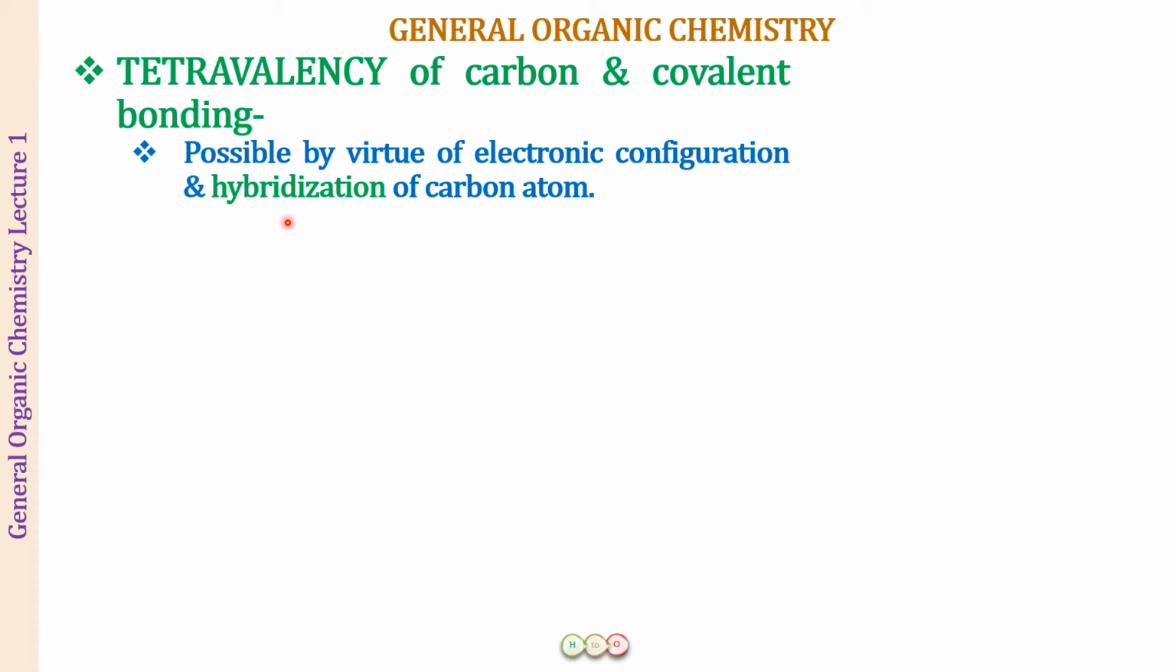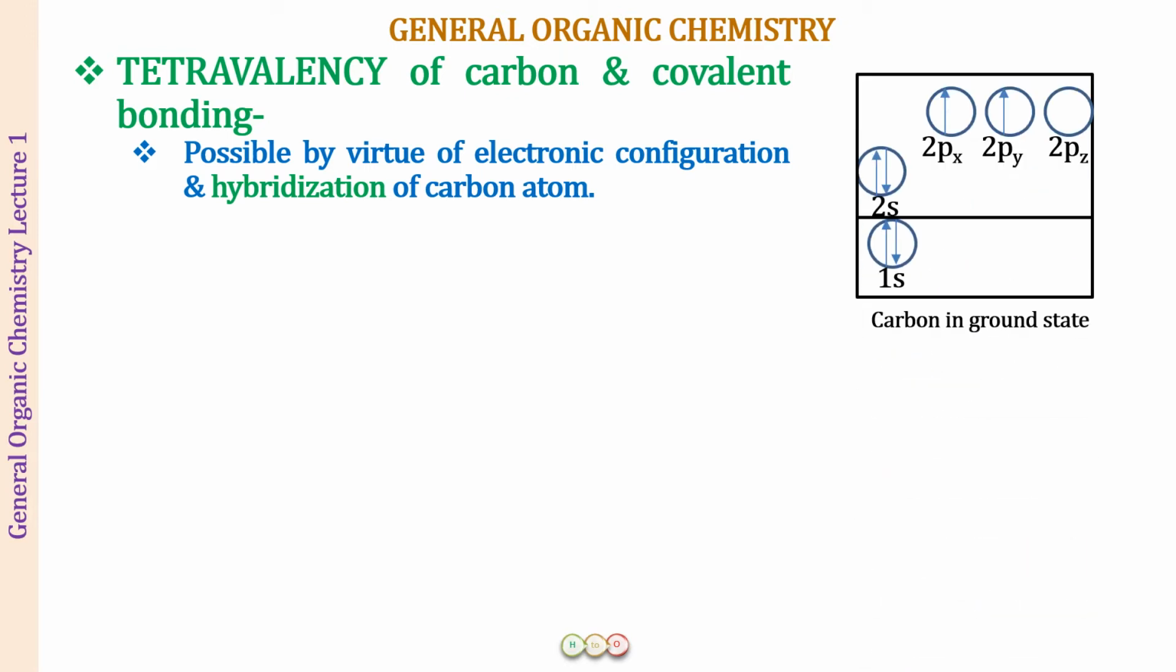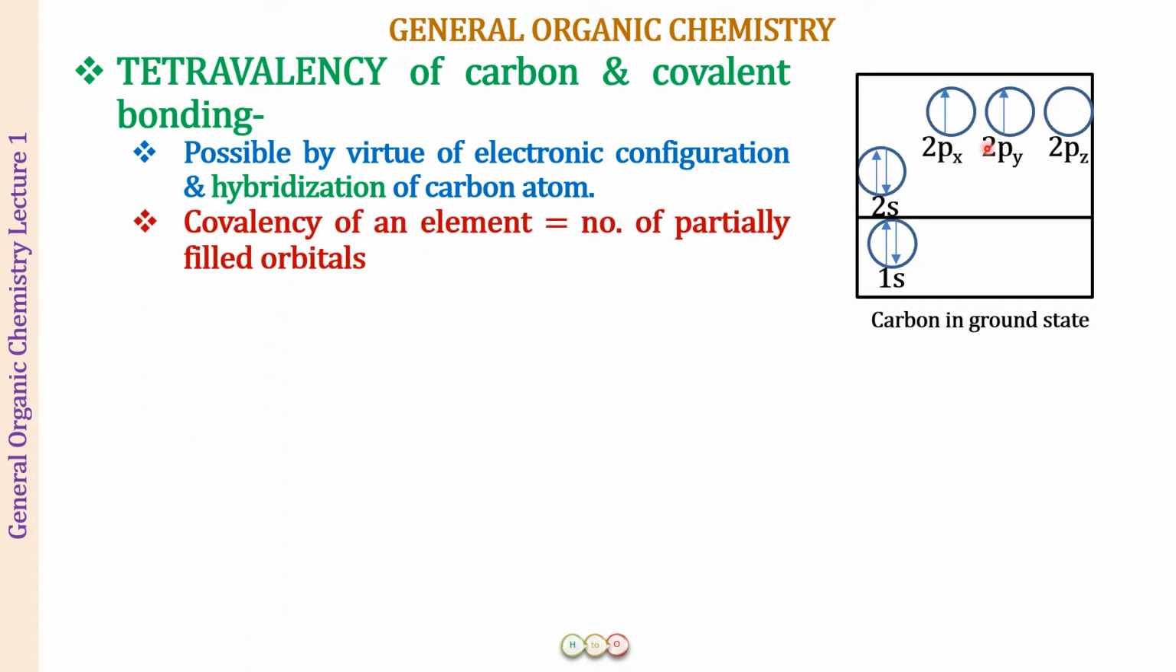Okay, now as I was telling you, a carbon atom shows hybridization, and it is by virtue of its electronic configuration that it is tetravalent in nature. So let us quickly revise those concepts. Carbon in its ground state has an electronic configuration of 1s2, 2s2, 2px1, 2py1. According to the concept of covalency, the covalency of an element is equal to the number of partially filled orbitals, right?